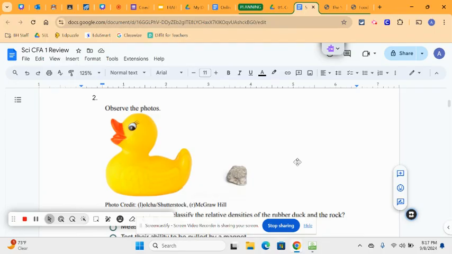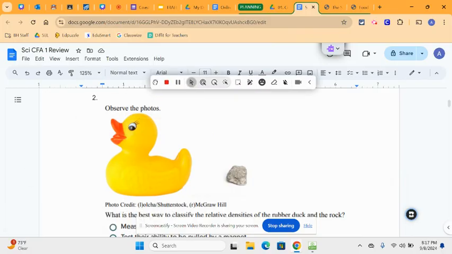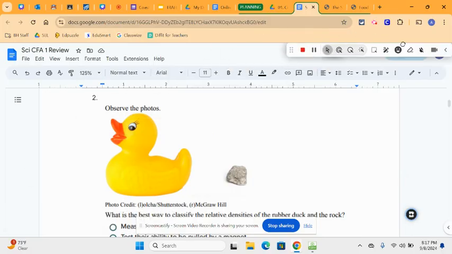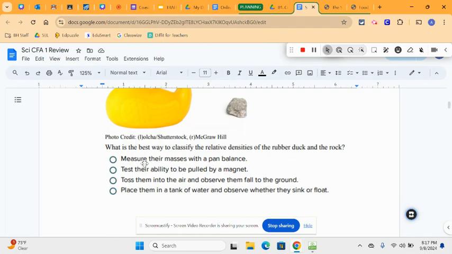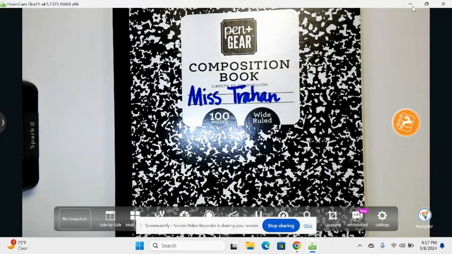Okay, here's question number 2. Question number 2 has this picture of a rubber duck and a rock. It says, observe the photos. That means I'm just looking at them, thinking about what I know about a rubber duck or a rock. And it says, what is the best way to classify the relative densities of the rubber duck and the rock? Again, this is something that you can get help with from your journal.